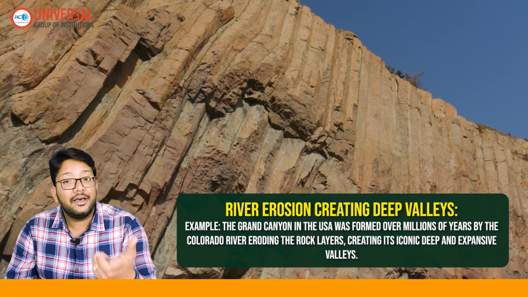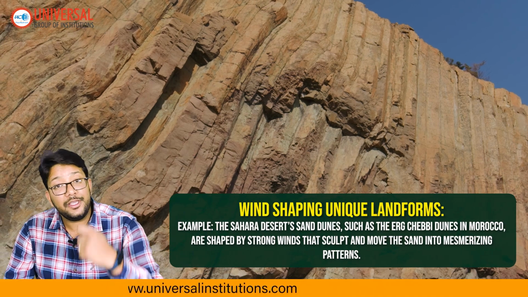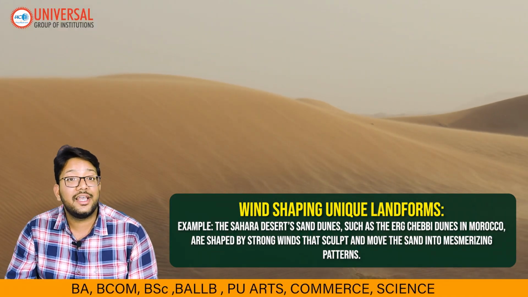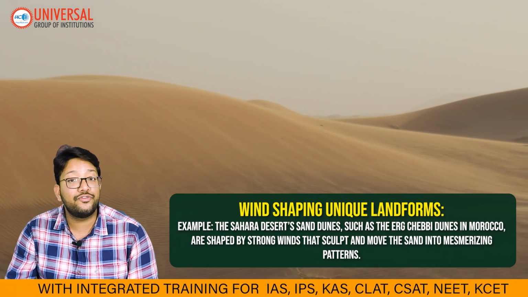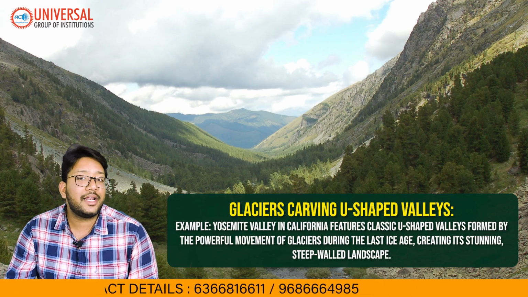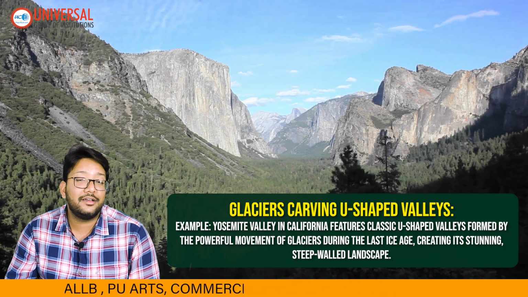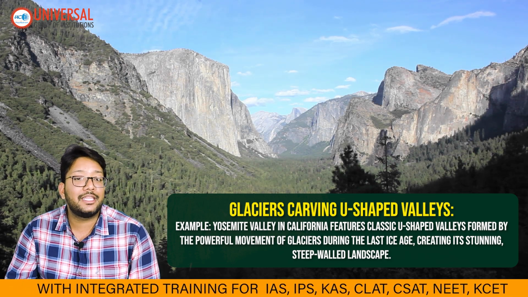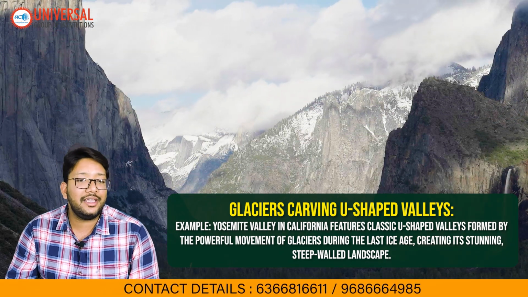So an example is river erosion creating deep valleys, for example the Grand Canyon in the USA. Wind shaping unique landforms like the Sahara Desert sand dunes, such as the Erg Chebbi dunes in Morocco, which are shaped by strong winds that move the sand into mesmerizing patterns. A third example of exogenetic forces is glaciers carving U-shaped valleys. An example is Yosemite Valley in California, which features a classic U-shaped valley formed by the powerful movements of glaciers during the last ice age, creating a stunning and steep-walled landscape.